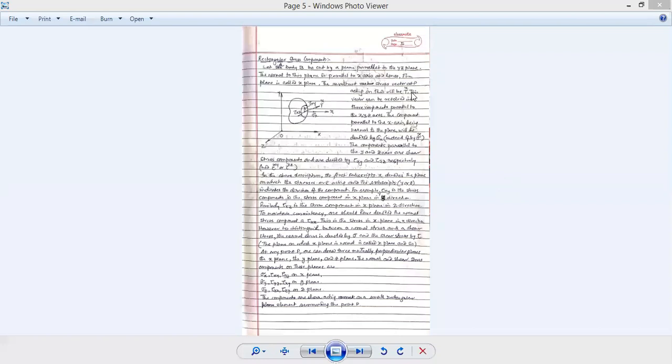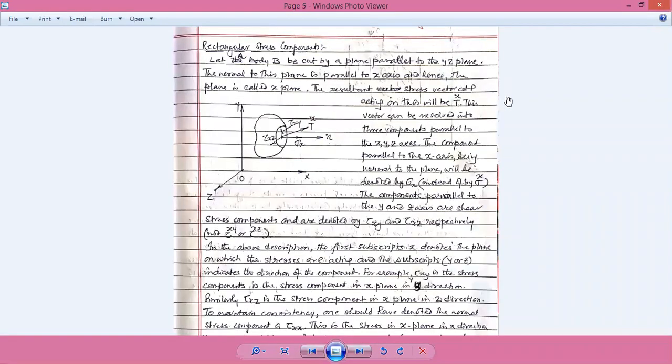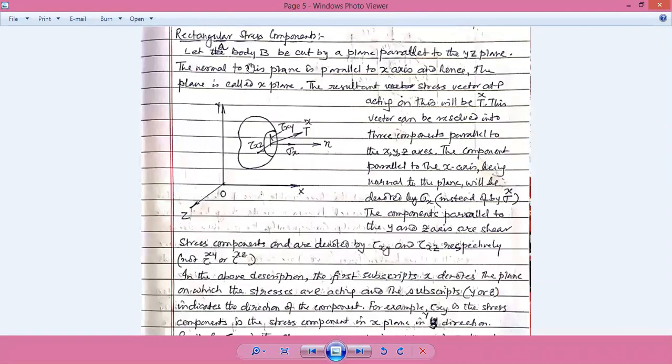Now, rectangular stress components. Let us consider a body B, cut by a plane parallel to the YZ plane. What is the YZ plane? This plane itself is the YZ plane.